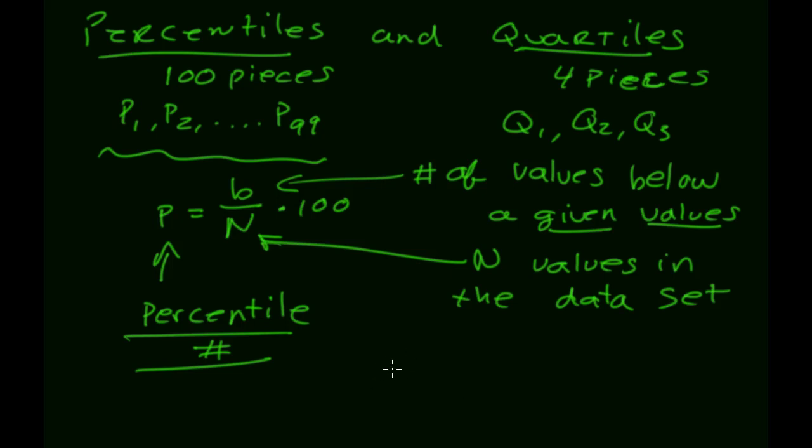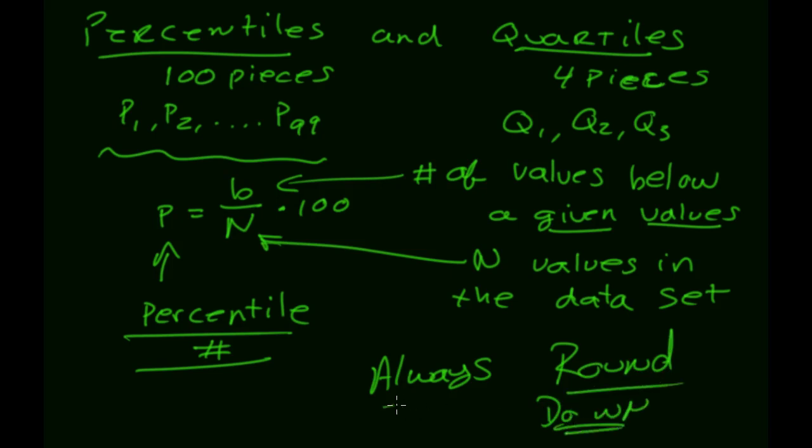Now, one of the tricks to this formula is that we're always going to round down, so that we're always above the percentile number that we're getting by this measurement. All right, so let's look at a specific data set here.